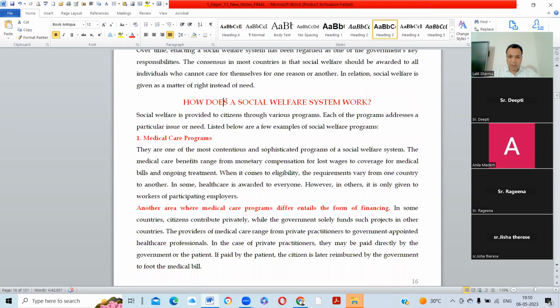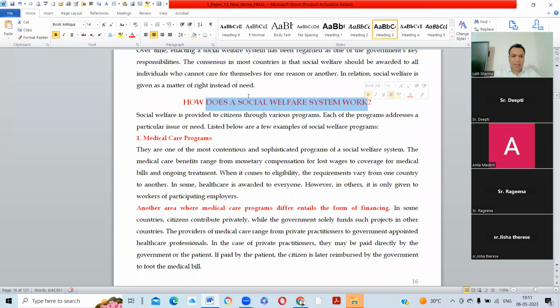Okay, how does the social welfare schemes system work? So what is basically a social welfare scheme? A social welfare scheme is, you can say, given by the government to needy persons. So that means if the government is providing such things to the citizens of India, this is the responsibility of the government, right guys?